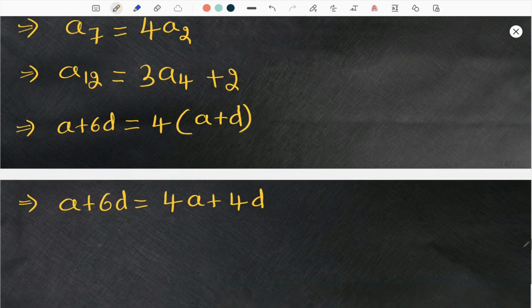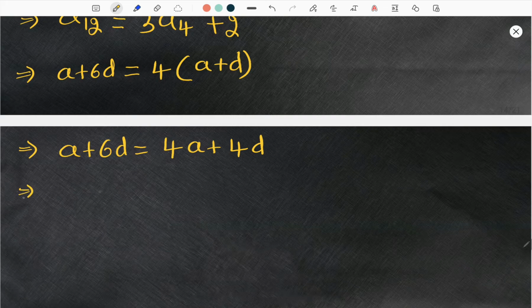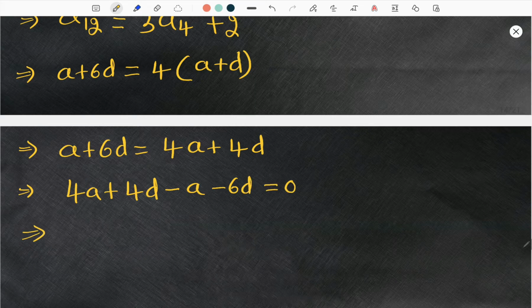Okay, now let us take all these things to that side. So it becomes 4a plus 4d minus a minus 6d is equal to 0. Then 4a minus a is 3a. Then afterwards 4d minus 6d is minus 2d, and that is equal to 0. Let me call it equation number 1. Is it clear till now?